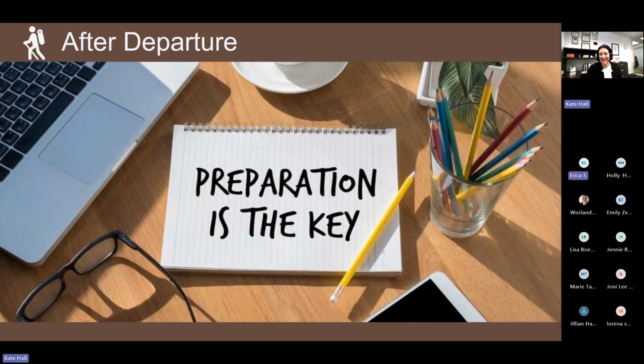So the key here is all about preparation. Checklists are your best friend when it comes to onboarding and offboarding. And that is why I've given you some checklists.